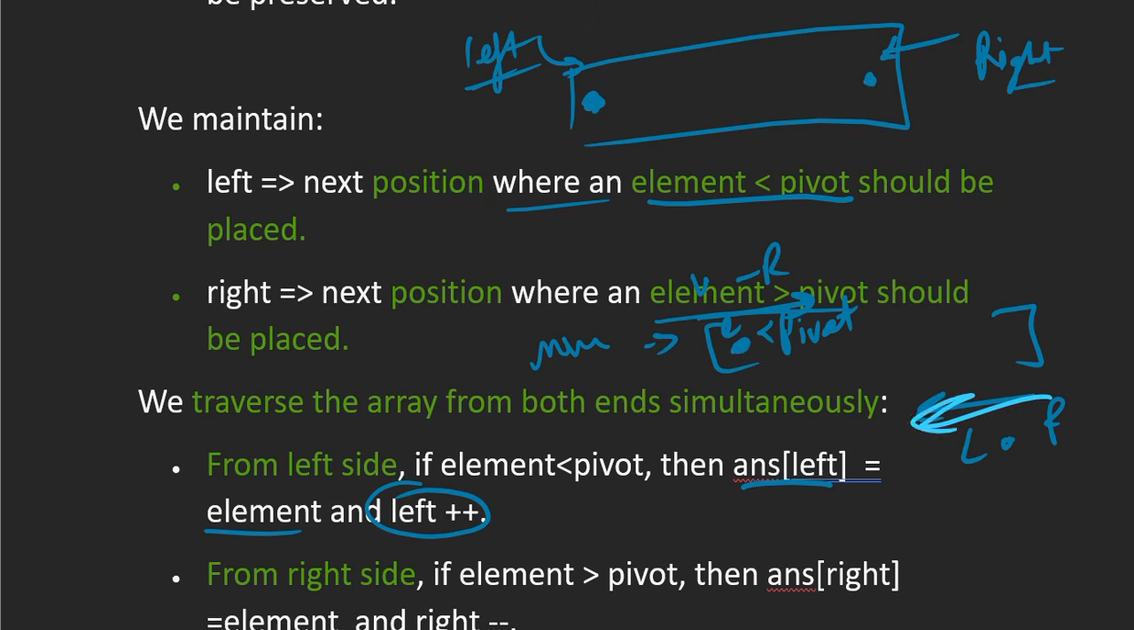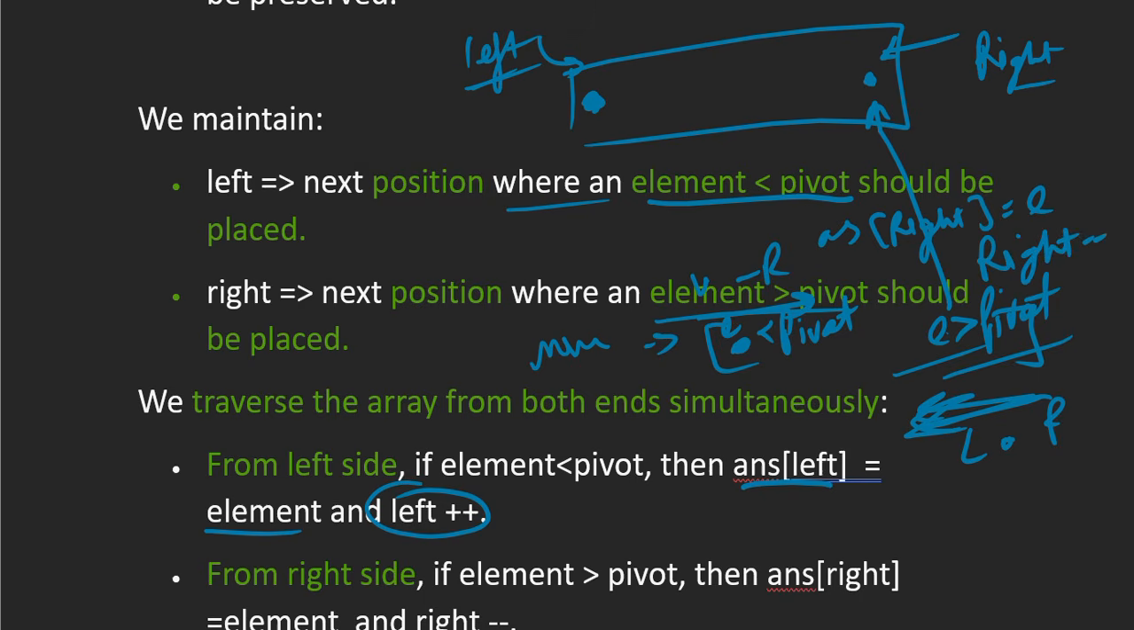And from the right side, if we get an element which is greater than pivot, then we put that element at the place where our right is pointing, that is answer of right is equal to that element, and then we decrement our right pointer, right? And once we put all the elements at left and all the elements at right, if some space is left in between left and right, then at that space we put elements equal to pivot, right?